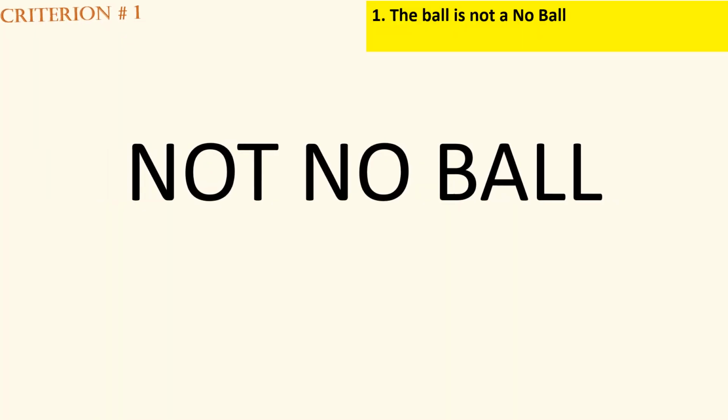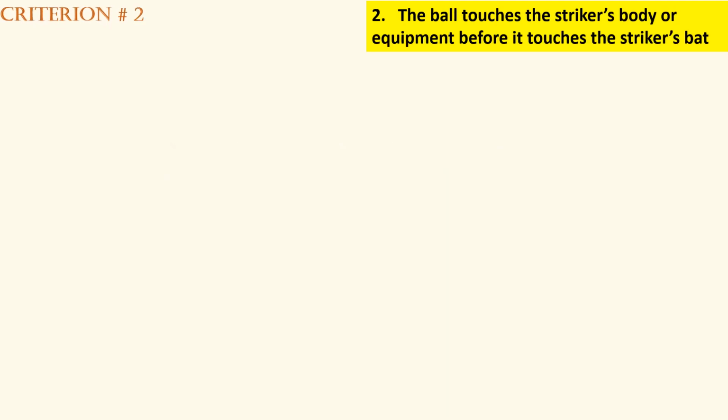But now let's consider each of those conditions, that is 5 conditions, in detail. The first condition is that the ball is not a no ball, it has to be a fair delivery. The second condition is that the ball touches the striker's body or equipment before it touches the striker's bat. So now let's consider different scenarios under this condition.